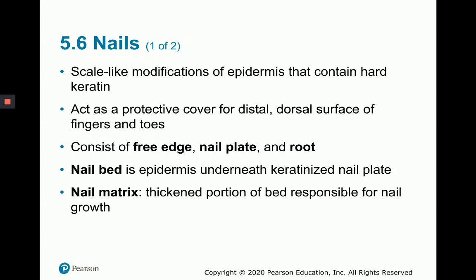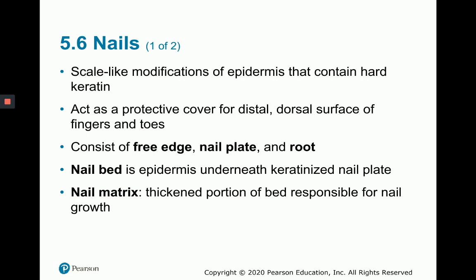Alright, last PowerPoint we ended looking at hair. Now let's look at nails. Nails are just scale-like modifications of the epidermis, so they also contain keratin. They contain hard keratin like that of hair, so it's a tougher keratin as far as the fibrous integrity. It acts as a protective cover for the distal dorsal surface of fingers and toes, so that material that makes up your toenails and your fingernails is for protection.